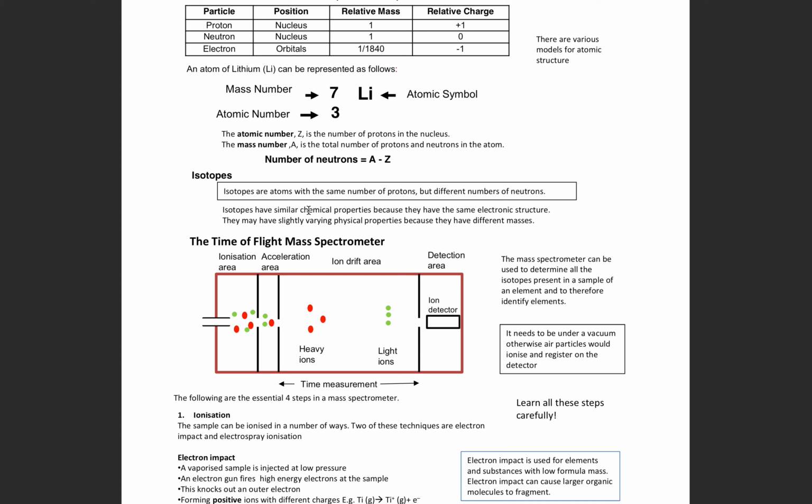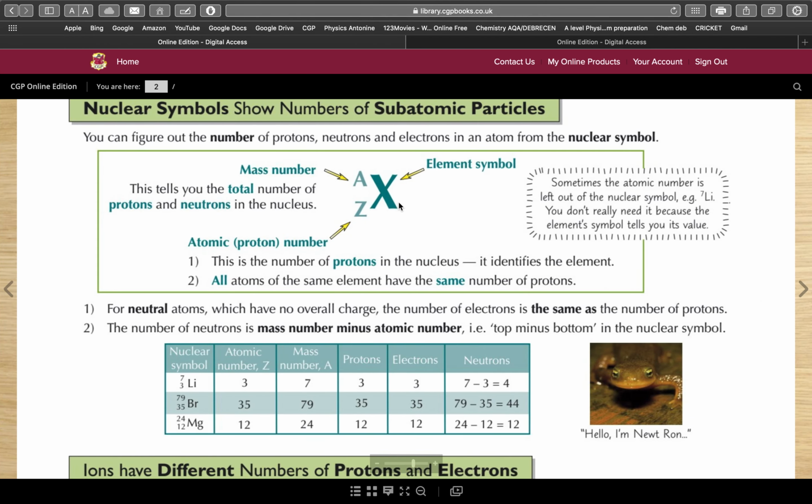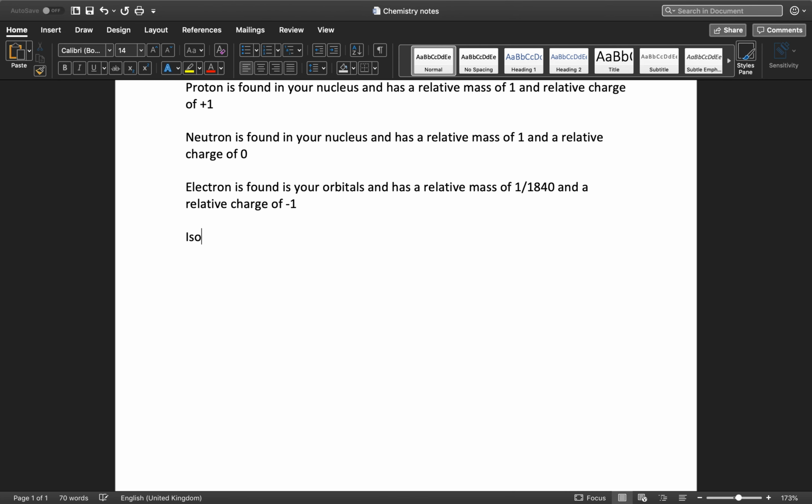Isotopes are atoms with the same number of protons but a different number of neutrons. Oh, I completely spelled that wrong. Wait, am I saying this right? Sorry. Isotopes are atoms with the same number of protons but a different number of neutrons.